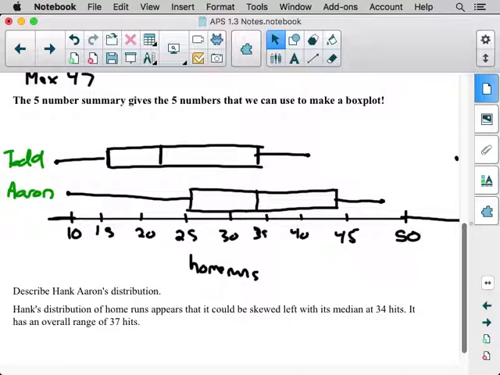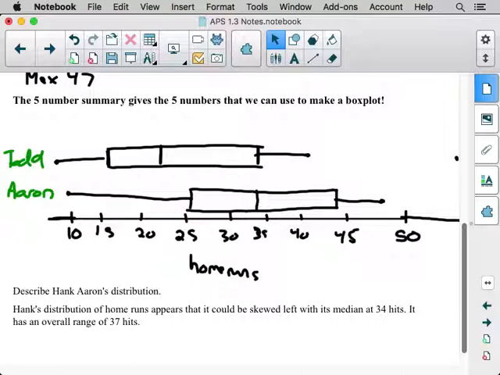I would agree with you, except there's one huge factor that's going to change that. So they're opposite in nature, right? Opposite in shape. Aaron is slightly skewed left. Todd is skewed right, and again, I think that's easier to see because of that outlier. The outliers are really obvious, right? We definitely have a high one for Todd. Aaron doesn't have one.